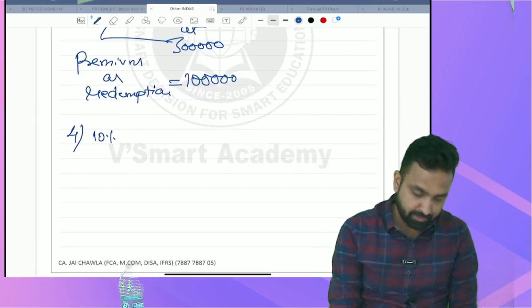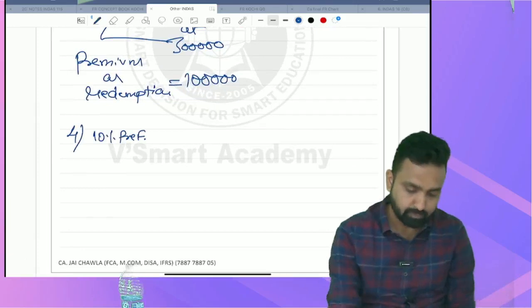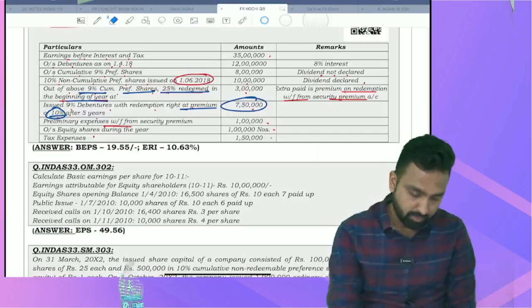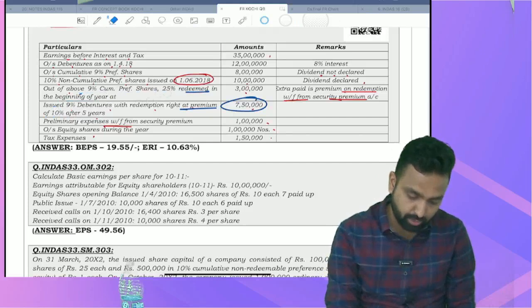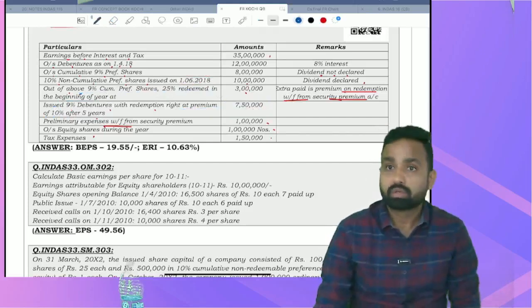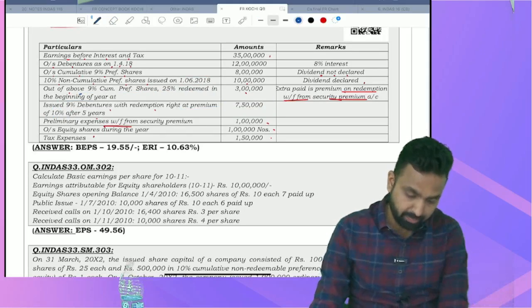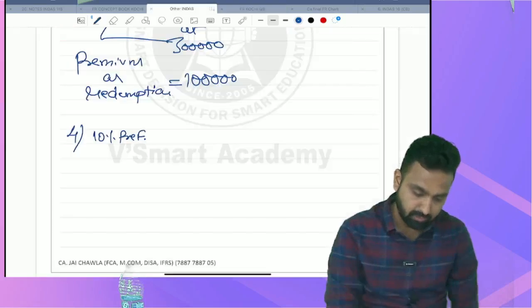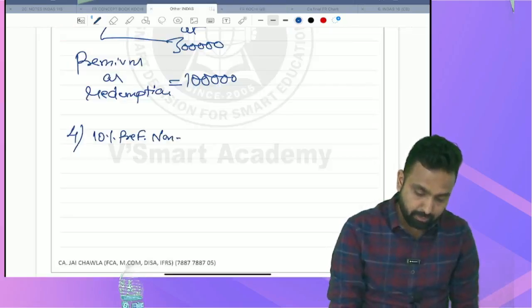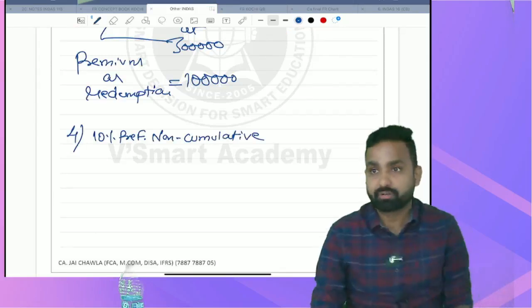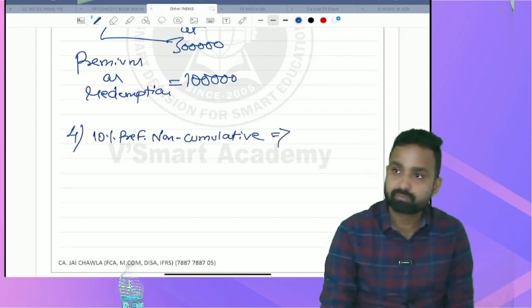I think 10%. Guys, I need to solve? Tell me now. What is the last one? Any other dividend? Any other preference share? Preference share cumulative 10%. Non-cumulative. How much? Amount.